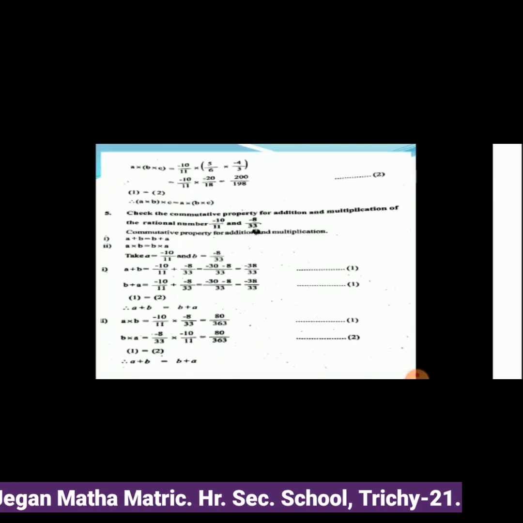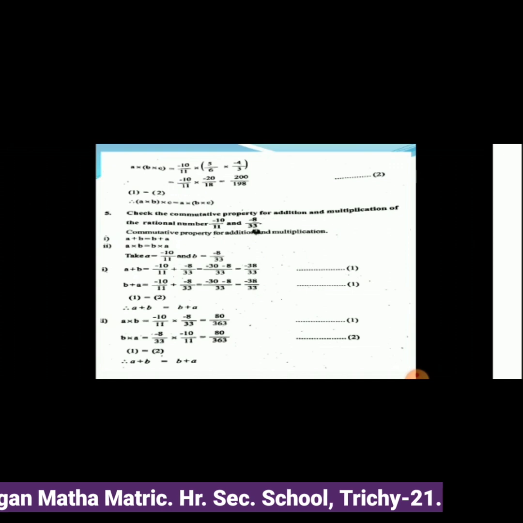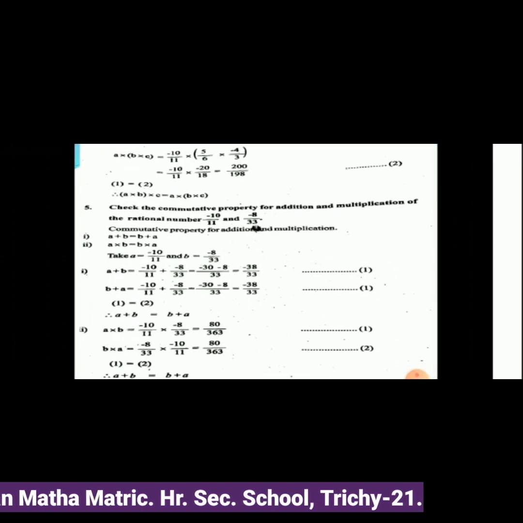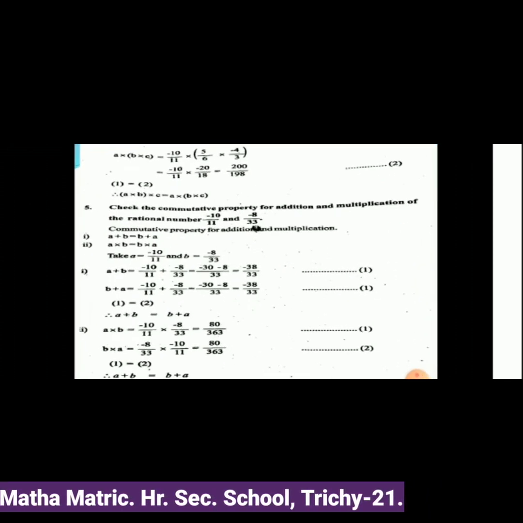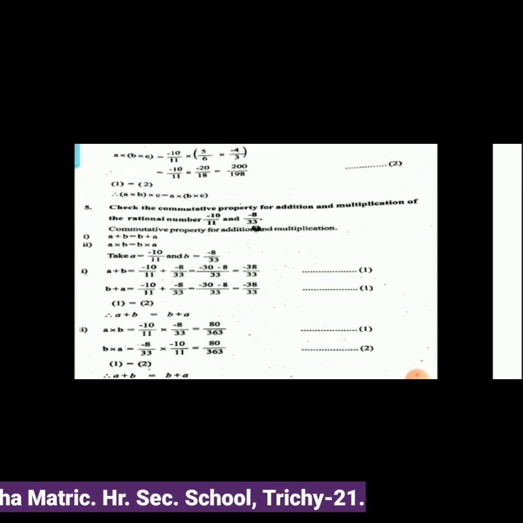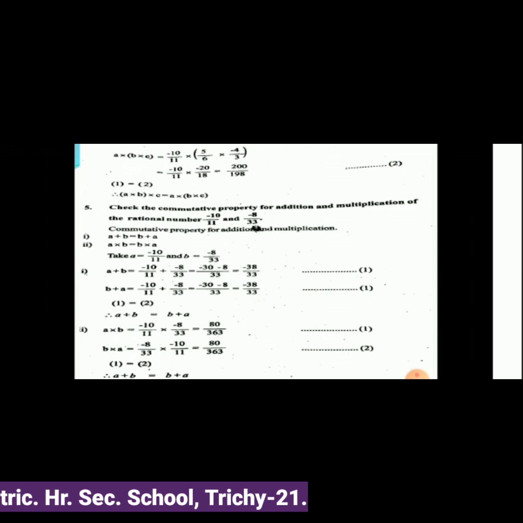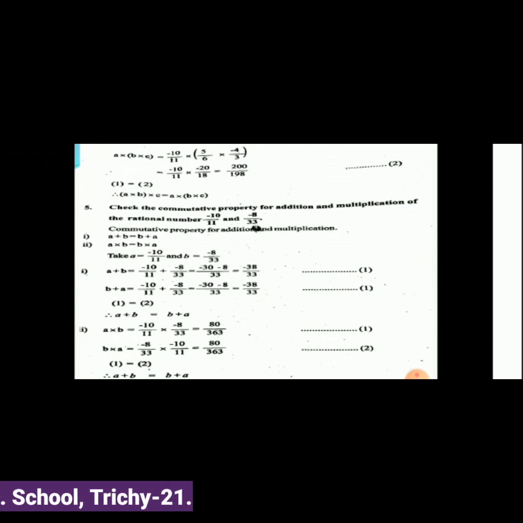So we multiply now. a cross b cross c is equal to minus 10 by 11 cross 5 by 6 cross minus 4 by 3. Here minus 10 by 11 multiplied into the second and third fractions. We get minus 20 divided by 18, minus into minus is plus, 10 into 20 is equal to 200, 11 eighteens are 198. This is equation number 2. So a cross b cross c is equal to a cross b cross c. This is true for multiplication for the associative property.